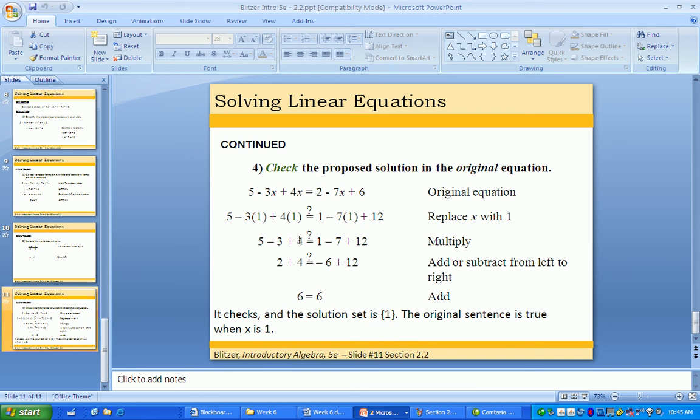So here we say 5 minus 3 plus 4, that gives us 2 plus 4, because 5 minus 3 is 2, and 2 plus 4 is 6. 1 minus 7 gives us negative 6 plus 12, which gives us 6. 6 is equal to 6, that means it's a solution, and we are done with this section.